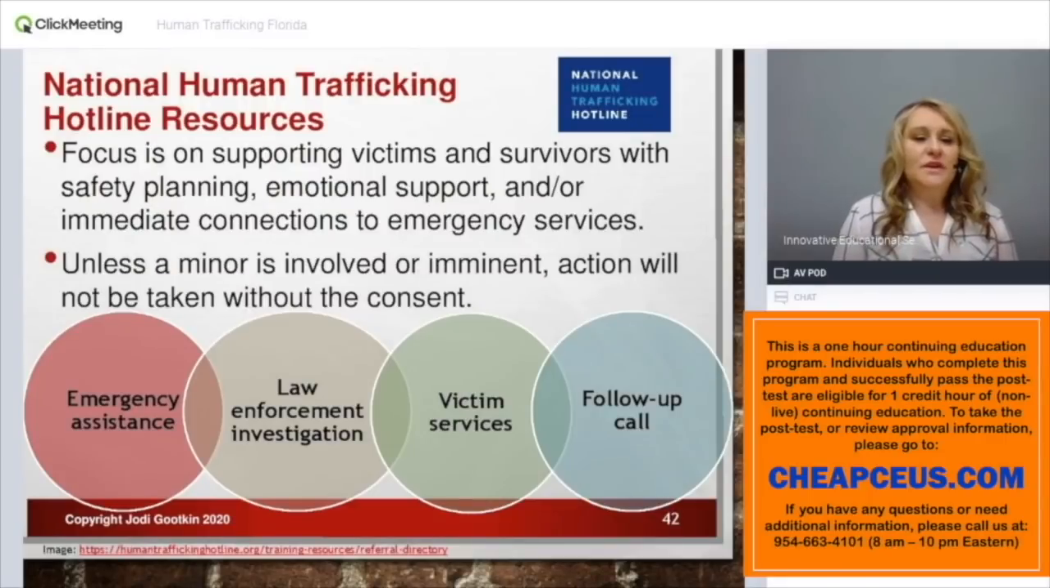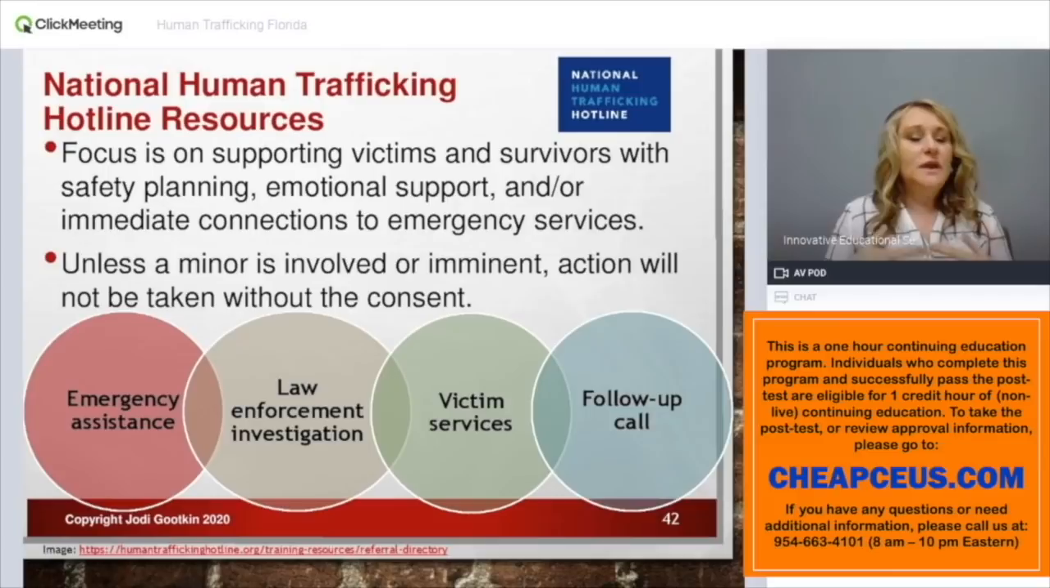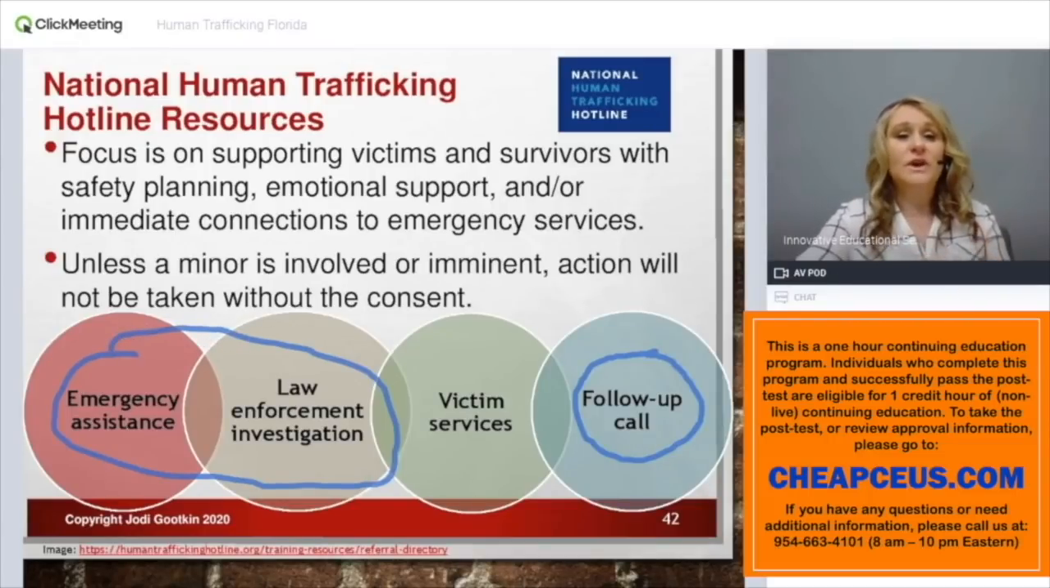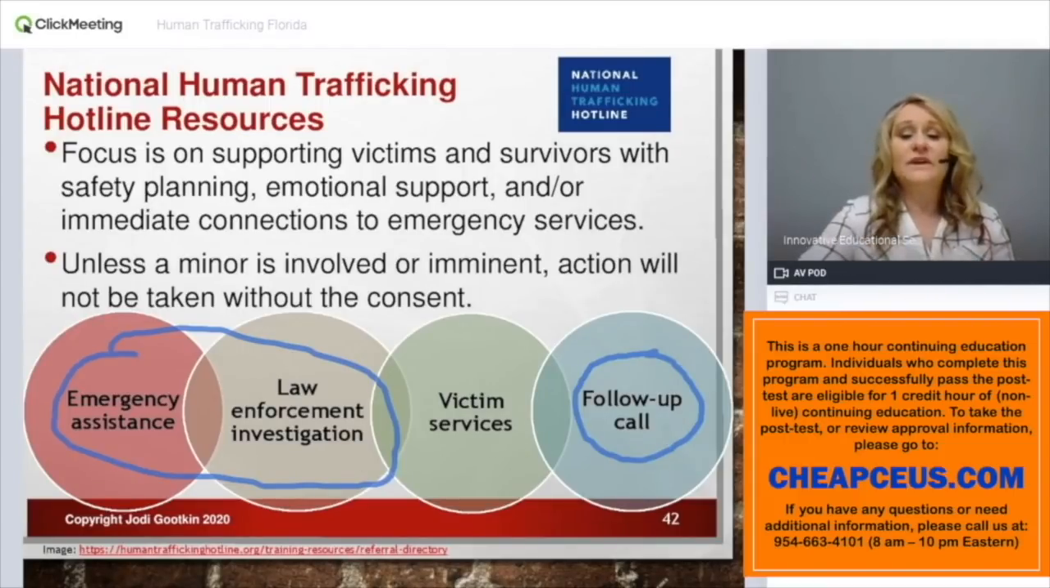The National Human Trafficking Hotline provides many different types of resources. They might just include, after that initial phone call, reporting that tip. Maybe it's a follow-up call with the potential victim, or they need to take it a step further to emergency assistance and law enforcement. That is their area of expertise. Our place is just to identify, connect them with the National Human Trafficking Hotline, and then they will determine the best and safest way in order to proceed.